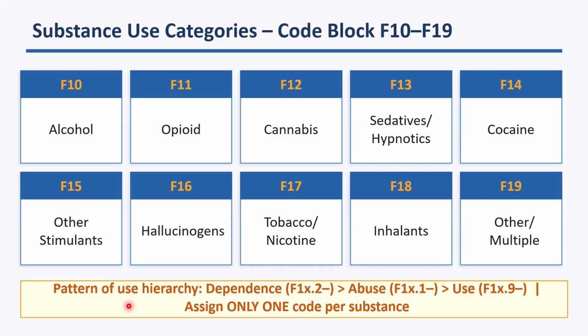With each category, the substance code pattern is consistent. Dot 1 codes for abuse, dot 2 codes for dependence, and dot 3 codes are for unspecified use. Notice the hierarchy is dependence over abuse over use, and you assign only one code per substance. So we are going to cover that hierarchy in detail on the next slides.